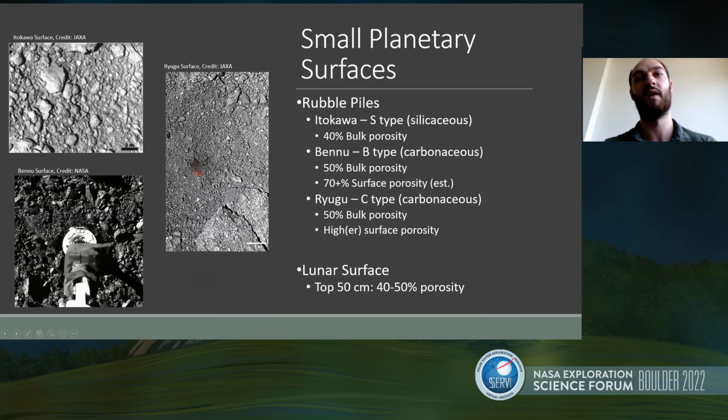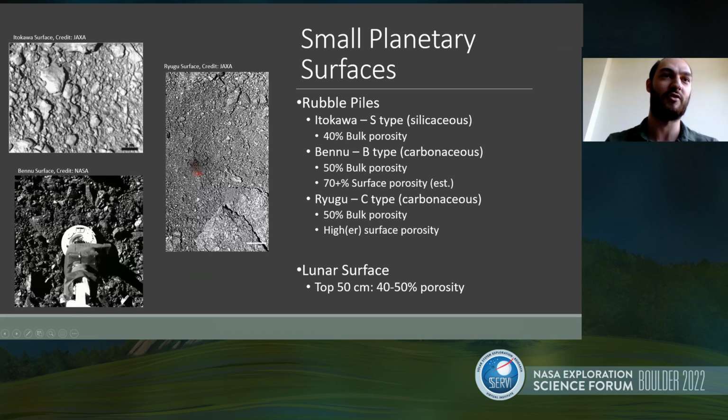The interesting thing, however, is that the porosity at the surfaces of these asteroids are estimated to be even higher than the bulk porosity of the asteroid as a whole. If you listen to Kevin Walsh's talk yesterday, you'll know that the OSIRIS-REx touch-and-go sample acquisition mechanism met almost no resistance as it penetrated the surface of Bennu. And they estimate that the surface at Nightingale Crater has a 70% or possibly even higher porosity.